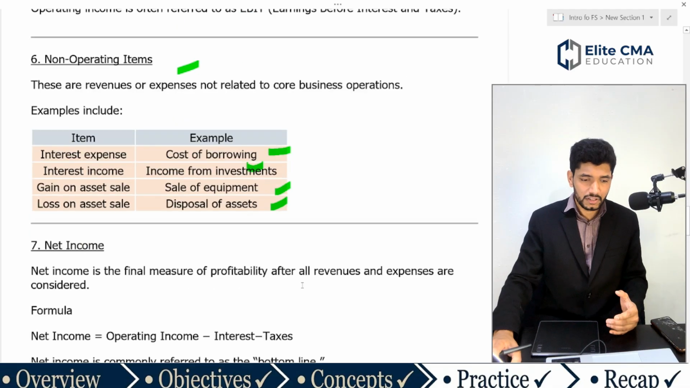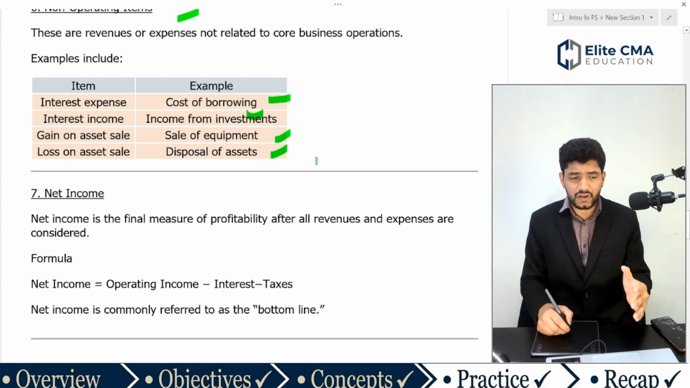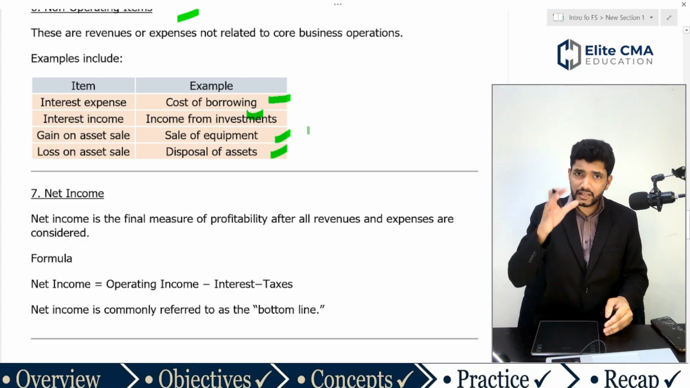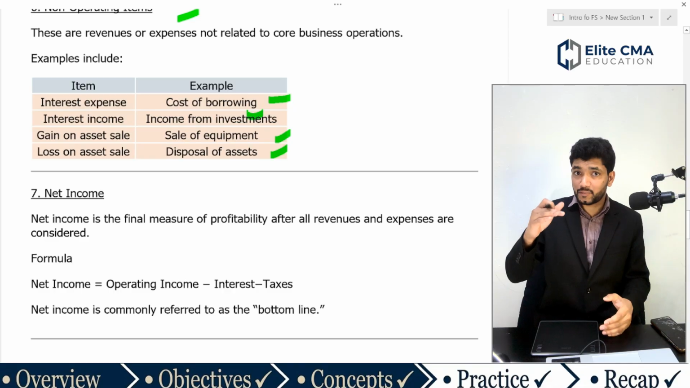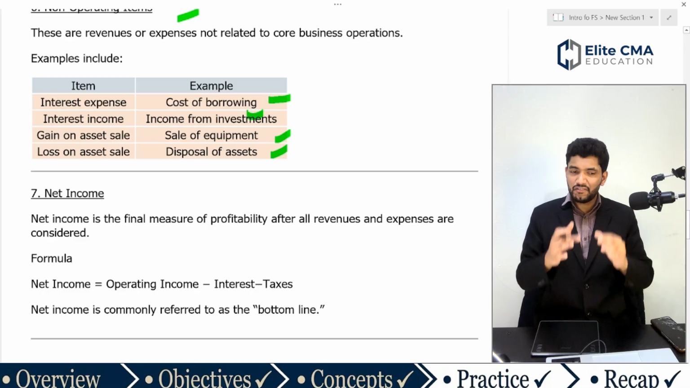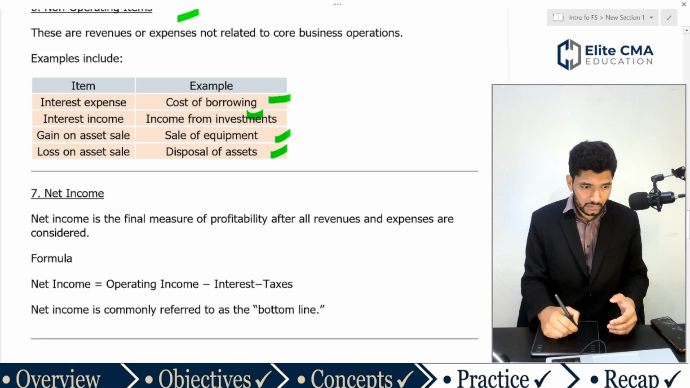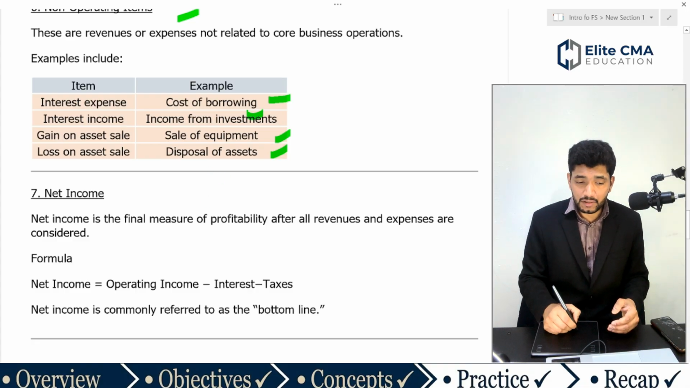Then the net income. Net income is the final measure of profitability after all revenue and expenses are considered. In the net income, all revenue and expenses are considered, whether it is operating, non-operating, cost of goods sold, everything is considered in the net income. Net income is commonly referred to as the bottom line.